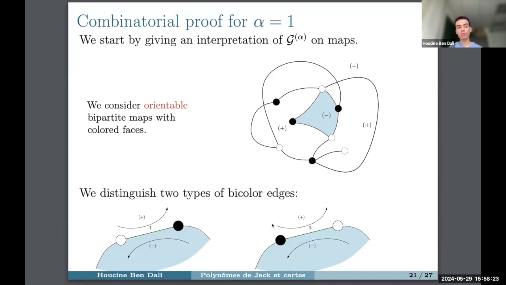So to answer more directly your question, I think that to have a combinatorial proof for general alpha, this is very ambitious. Maybe for alpha equals 2, it's still reasonable, but for general alpha, I'm not sure. At least with the tools that we have now, it does not seem very feasible.